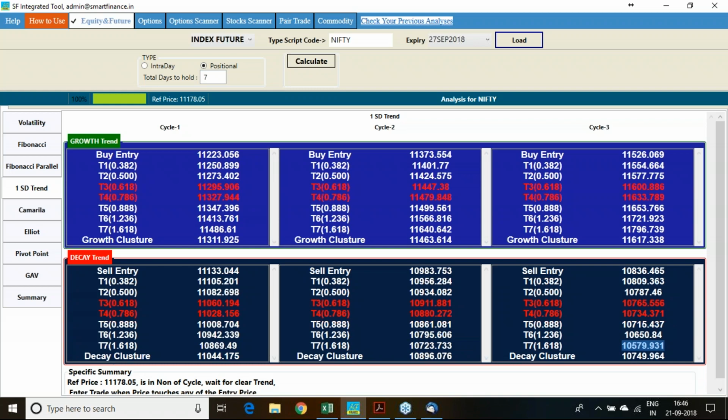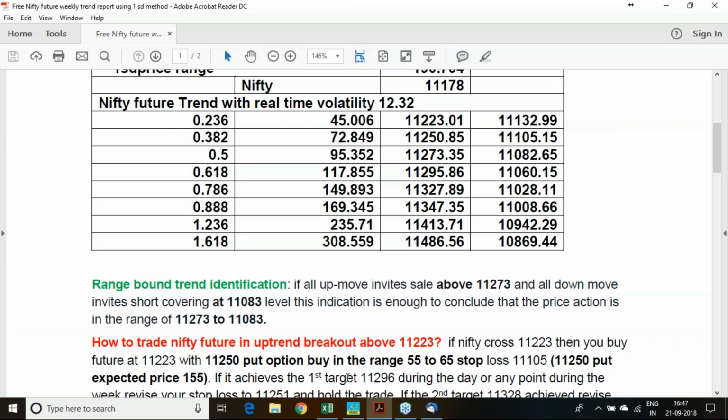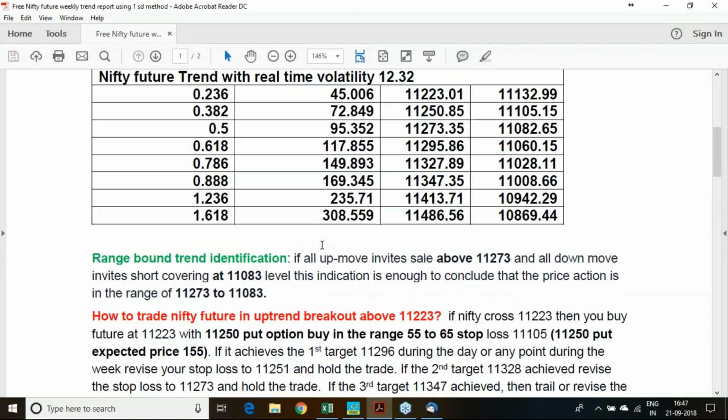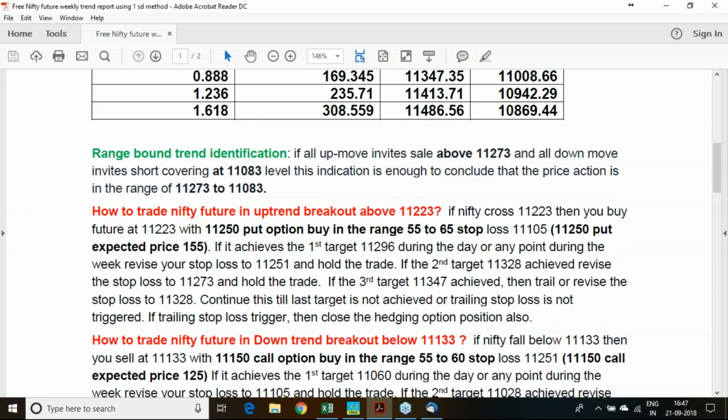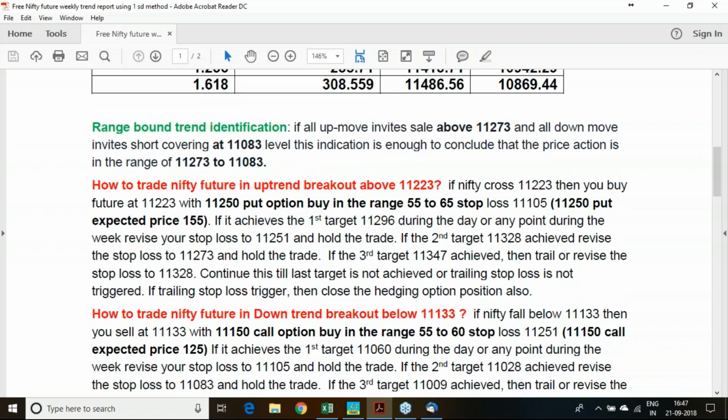So now the question is how I can trade on these levels. So these are the levels I have got. To explain how I can work on these particular levels, I have given a clear cut instruction here. I have told you that 11,273 to 11,083 is known as the consolidation band. So once this band gives a breakout, you will see greater price movement.